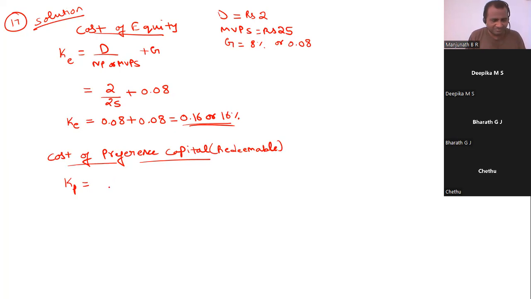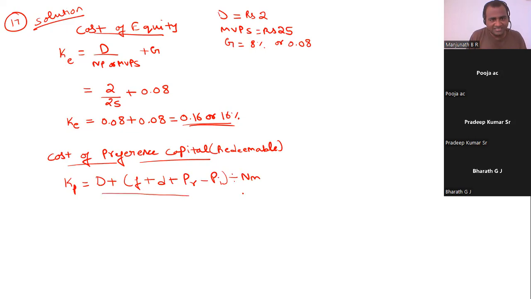Now, what is the formula? D plus (RV minus NP) divided by N, divided by (RV plus NP) divided by 2.